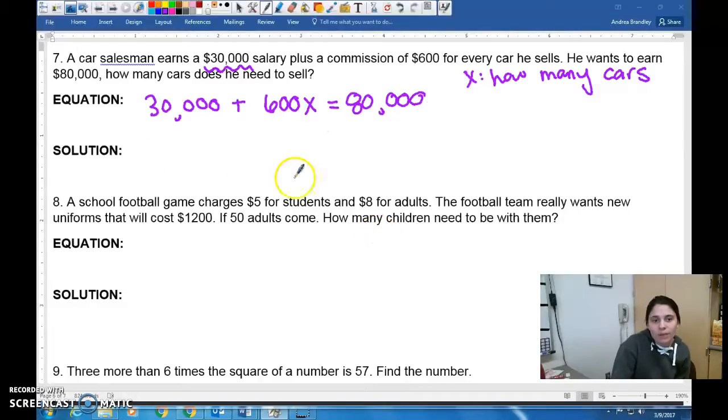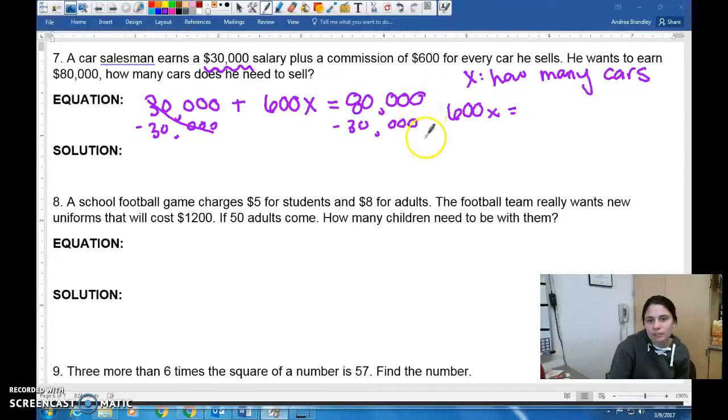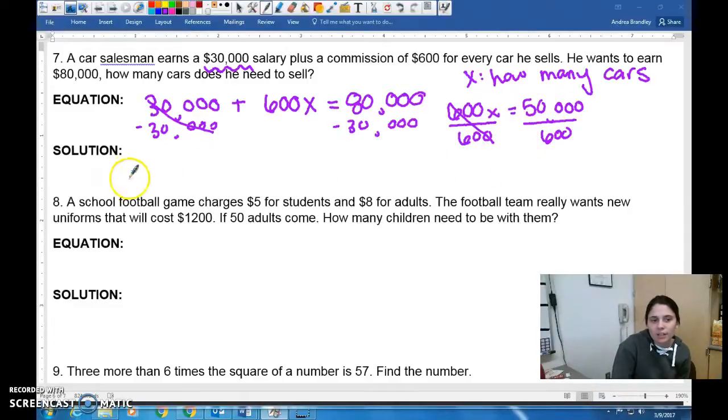So now, once I have my equation written, I can just solve it, which we've been doing for a long time. So I'm going to go ahead and minus 30,000 from both sides. And these cancel. And then I have 600x equals 80,000 minus 30,000, which is 50,000. Then my last step to get x by itself is to divide by 600. So 600s cancel, and 50,000 divided by 600 is 83.3.